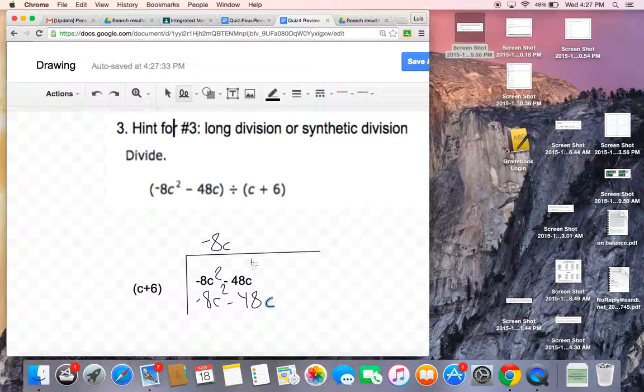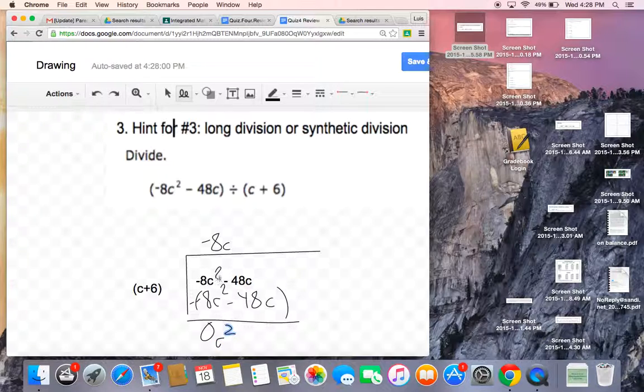Then, as in regular division, I'm going to subtract. So I'm going to subtract the quantity I got from the original quantity up here. So let's see, what do I get? I'm going to get negative 8c to the second, minus is a plus, so plus 8c to the second. I'm going to get 0c to the second.